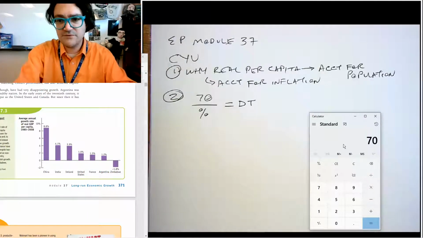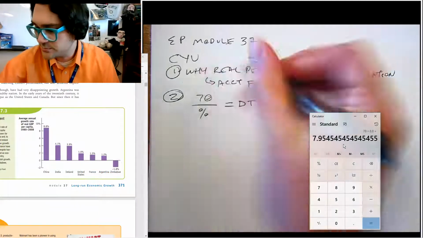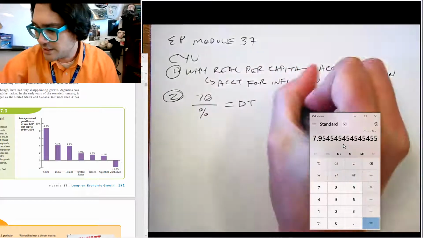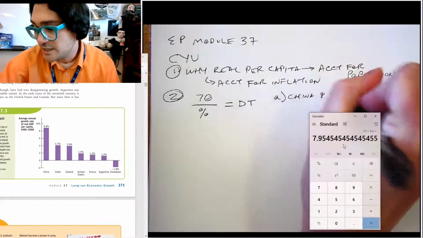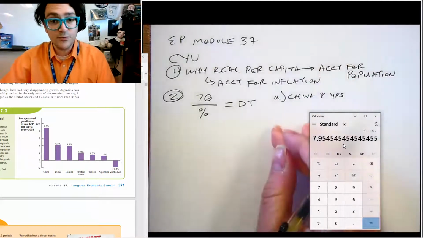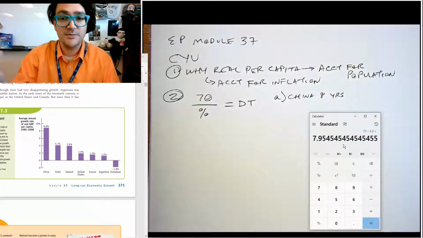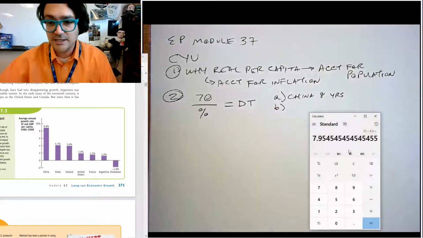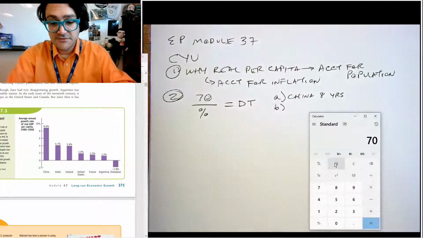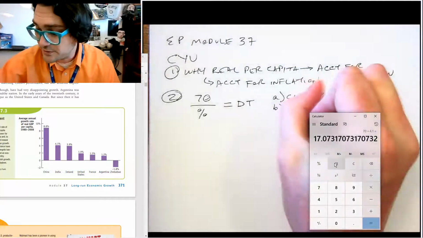So we have 70 divided by 8.8, and that's 8 years, right? So China, its doubling time is 8 years. And what that means is that their growth rate is so high that they would double the size of their economy every 8 years. So it's an extremely high growth rate. B is India, right? And so we'll do 70 divided by 4.1, and that's 17 years.